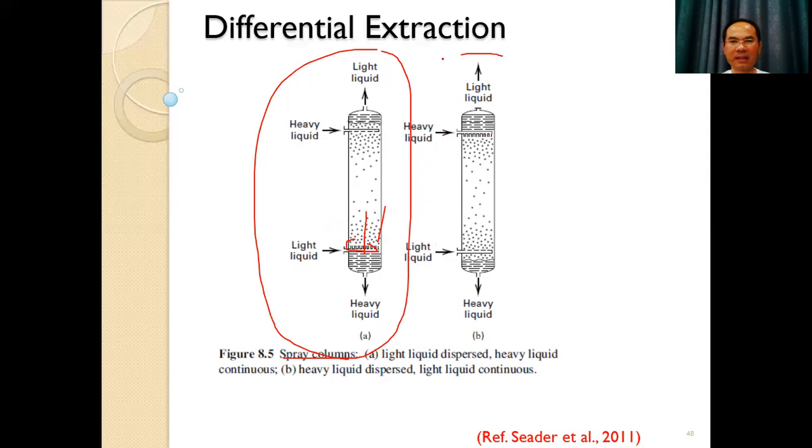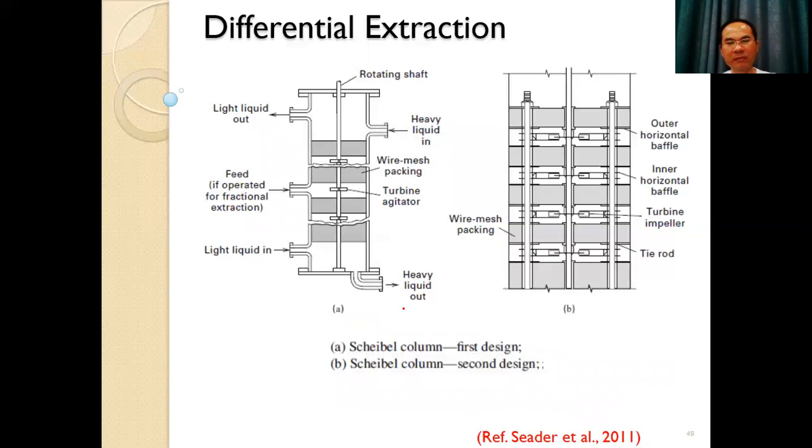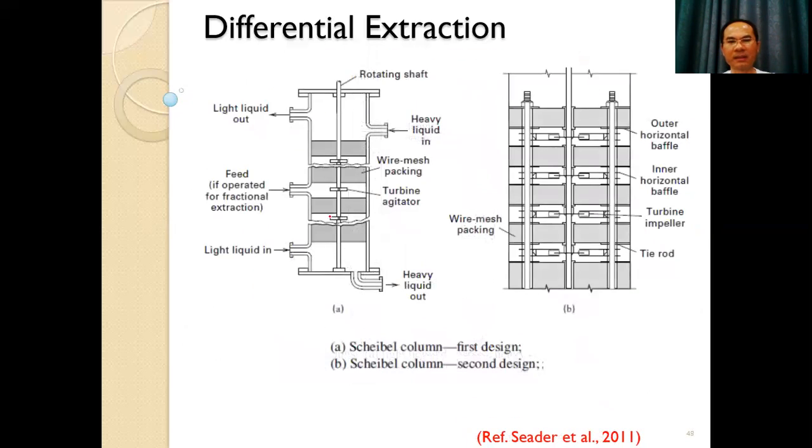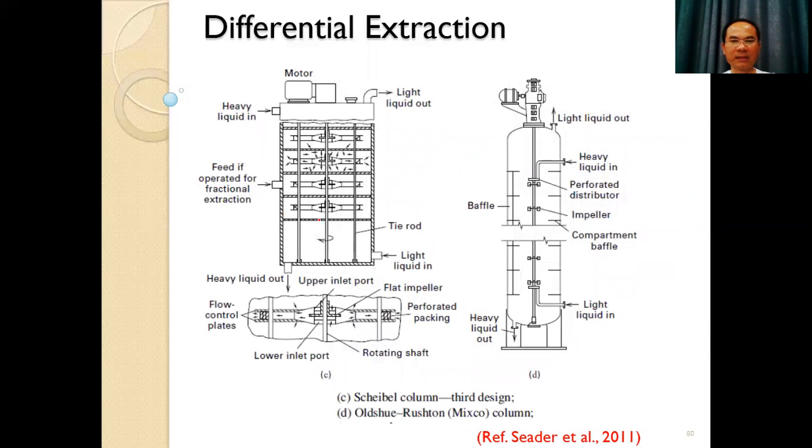Another one is the opposite: the heavy phase is sprayed as the dispersed phase going downward, and the light phase goes upward. In the previous case, we sprayed the light liquid; in this case, we spray the heavy liquid. There is also another configuration, which is the same but modified by adding some more baffles. This is another design.